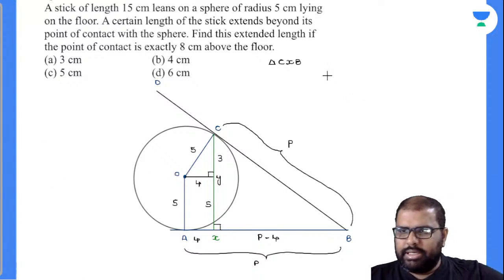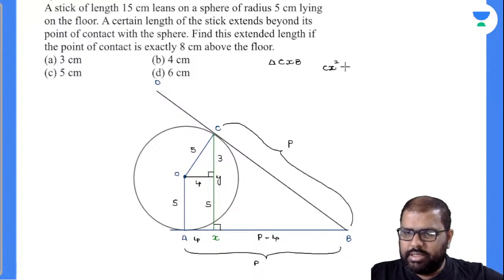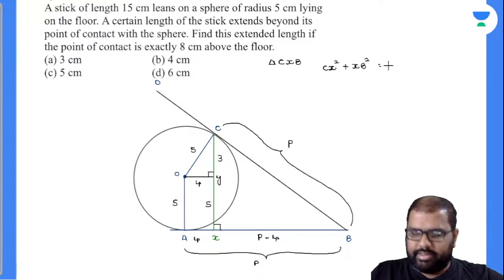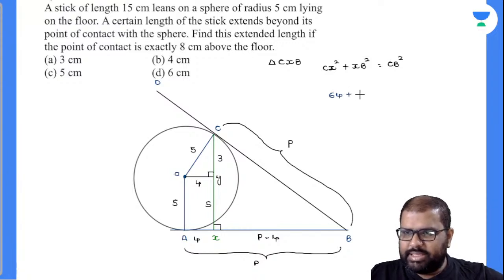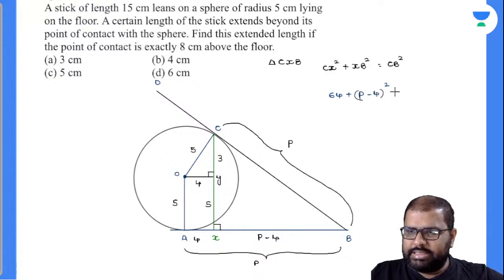Right now see here, CXB. Now CX square plus XB square is equal to CB square. Yes, it is a class for CSE students also, it's a common subject. CX square is nothing but 8 square, that is 64. XB square is nothing but (P minus 4) whole square, which is equal to CB square.